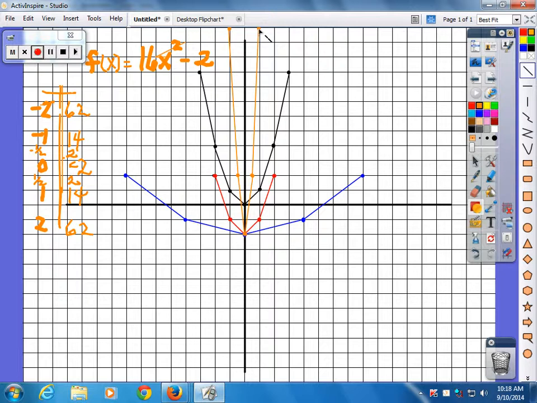Now, if I do it this way, what did we do to the blue one along the y-axis? We compressed it. What did we do to the orange one on the y-axis? We stretched it. So which one are you talking about? Are you talking about the y-axis or are you talking about the x-axis? So you have to watch the question to see what the question is asking. Is it talking about the x-axis or is it talking about the y-axis?